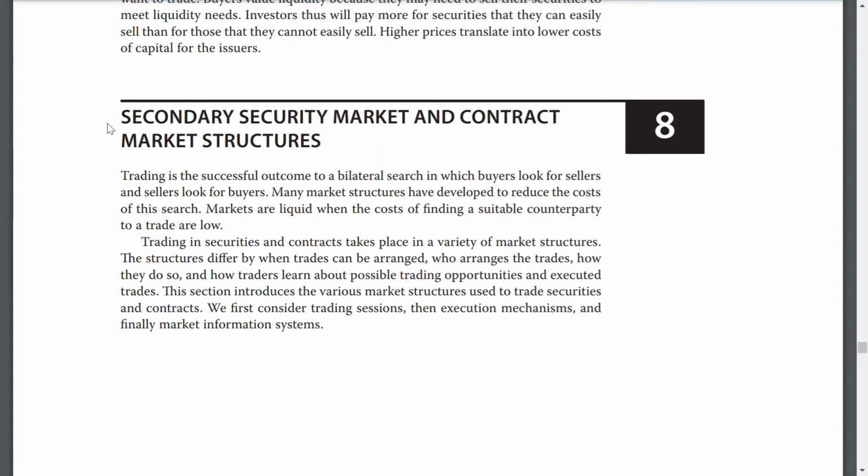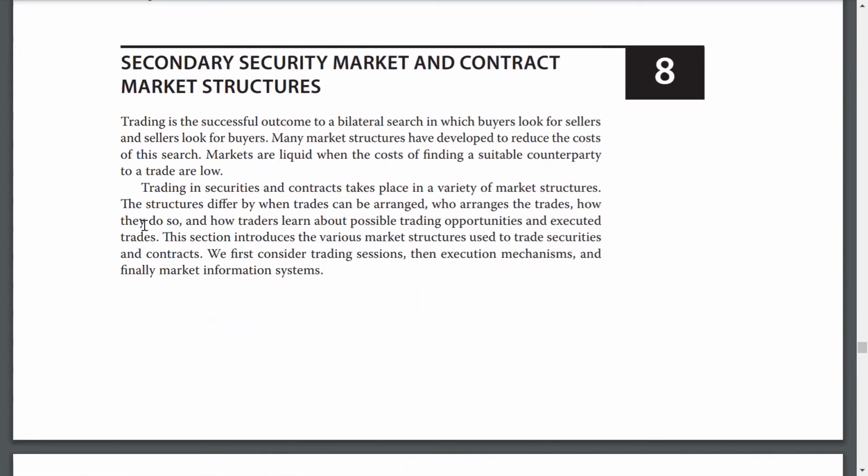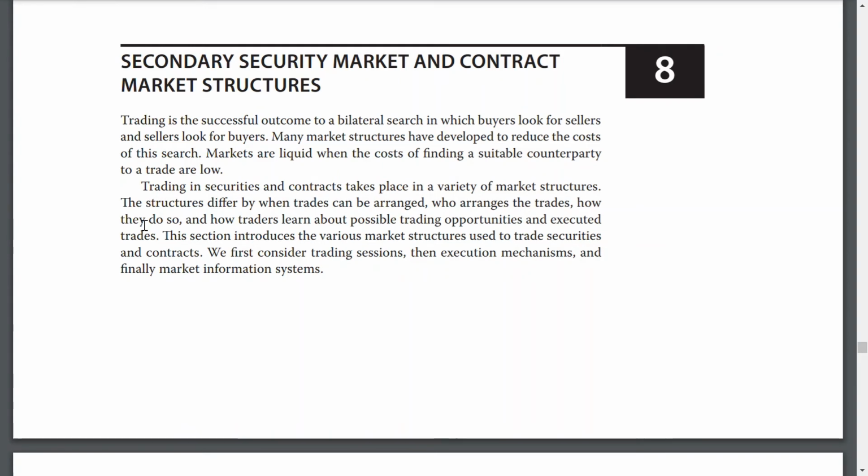Trading securities and contracts takes place in a variety of market structures. The structures differ in when trades can be arranged, who arranges the trades, how they do so, and how traders learn about possible trading opportunities and executed trades. This section introduces the various market structures that are used to trade securities and contracts. We first consider trading sessions and execution mechanisms, and finally market information systems.